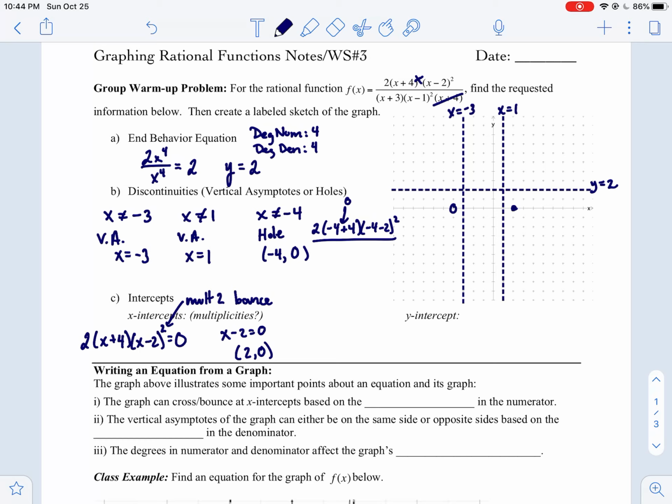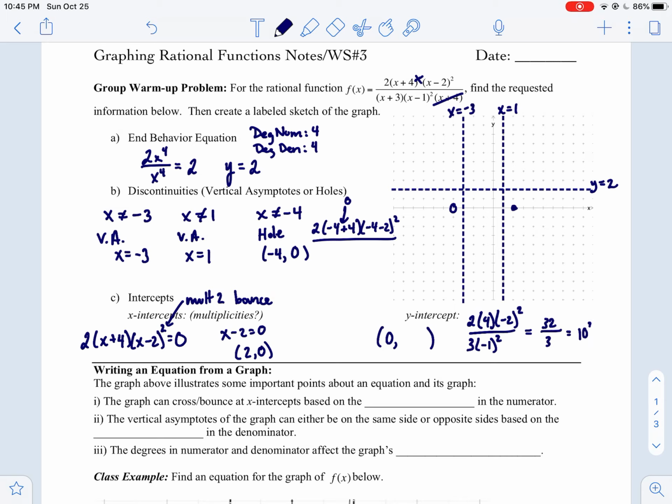So if I plug in 0 for x, right? So for all y-intercepts, we plug in 0 for x and see what we wind up with. So we're going to have 2 times 4 times negative 2 squared, plugging in 0 for x on the top, and then on the bottom we'd have a 3, and then a negative 1 squared. So again, that's just plugging in 0 for all these x's, and then figuring out what it's going to be. So when I do that, up top I would get 2 times 4 times 4, so that would be 32, and on the bottom I'd get 3 times 1, so 3.